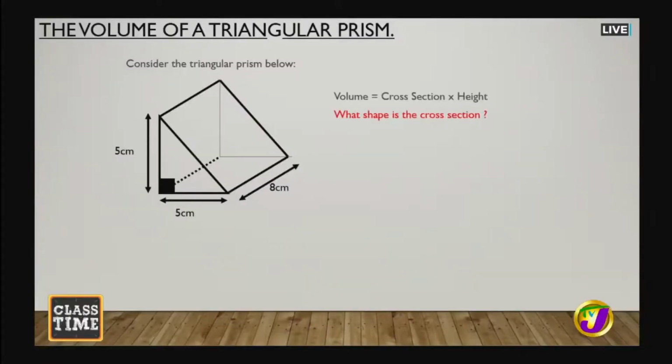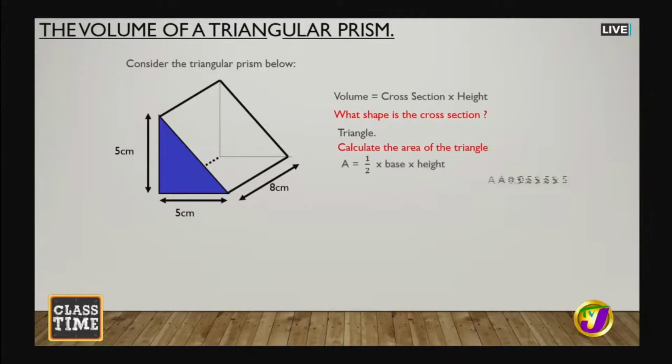So the first thing we need to do is identify the shape of the cross-section, which is a triangle, the right triangle in this case, and then we would need to find the area of that cross-section. Which formula would work, seeing that it's a right triangle? We can use half base times height. Good. So substituting those values in the formula for the area of the right triangle would give us an area of 12.5 square centimeters.